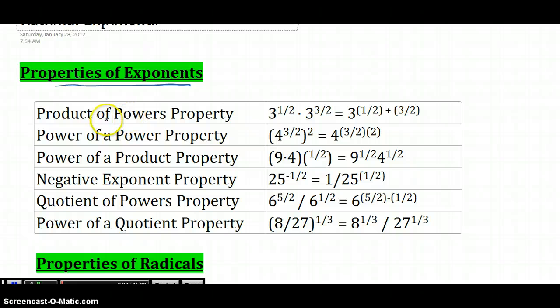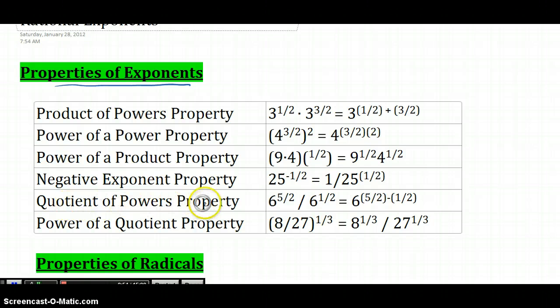Just a reminder, the product of powers property: if you multiply, you add exponents. We have a power of a power property, where you have a power to a power, you multiply your exponents. When you have a power of a product, so you have this product and it's to a power, you can distribute that power to each number inside the parenthesis. We have the negative exponent property, which says if you have a negative exponent, to make it positive, put it on the bottom, or if it's on the bottom, put it on the top.